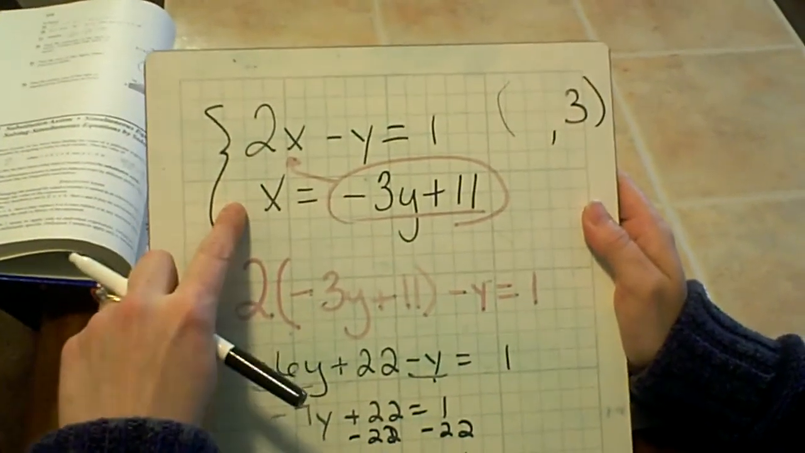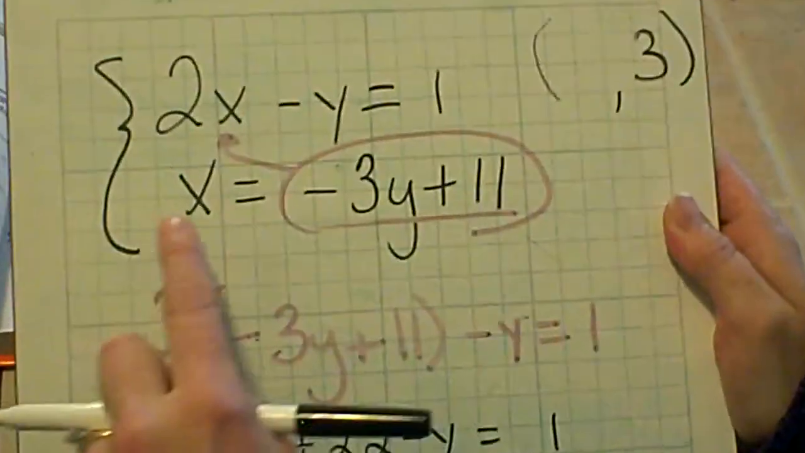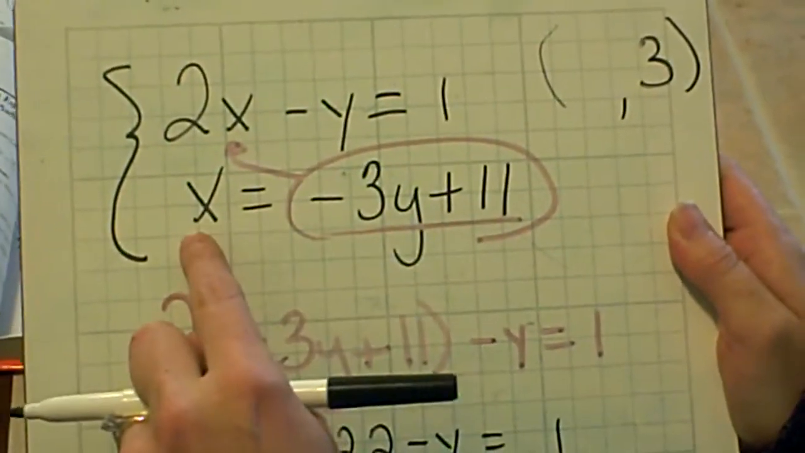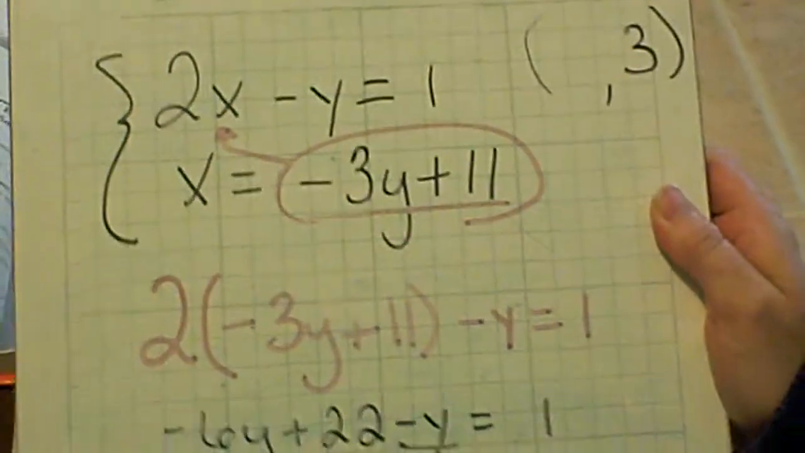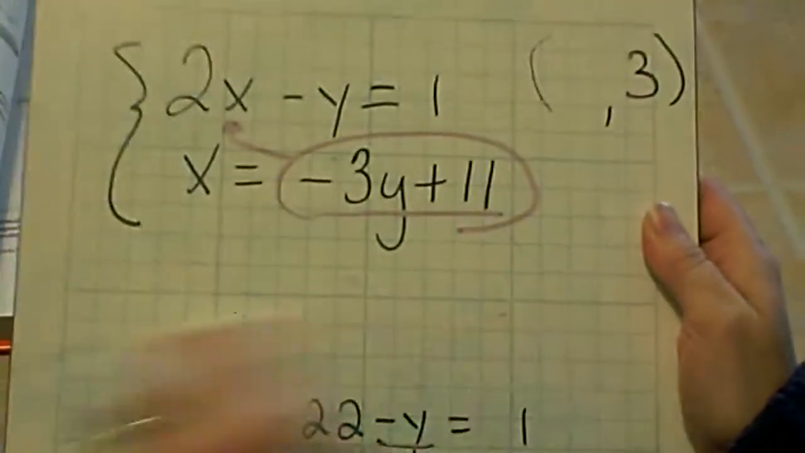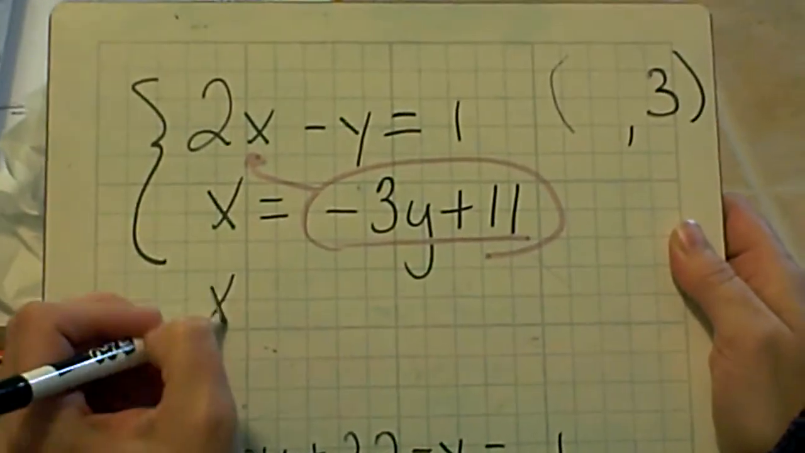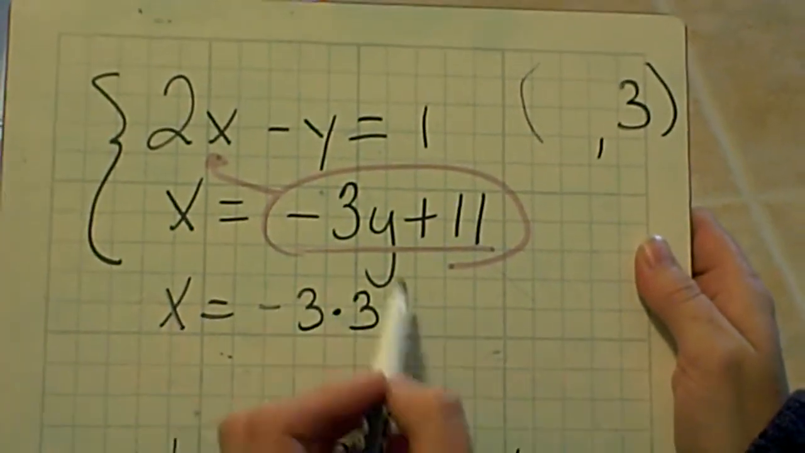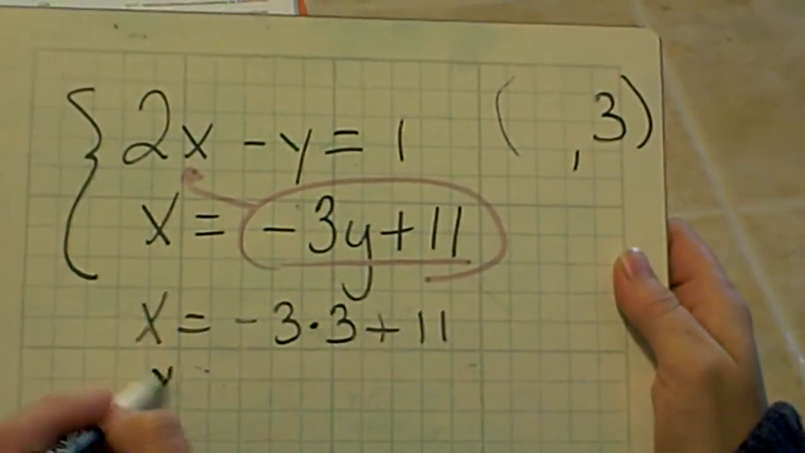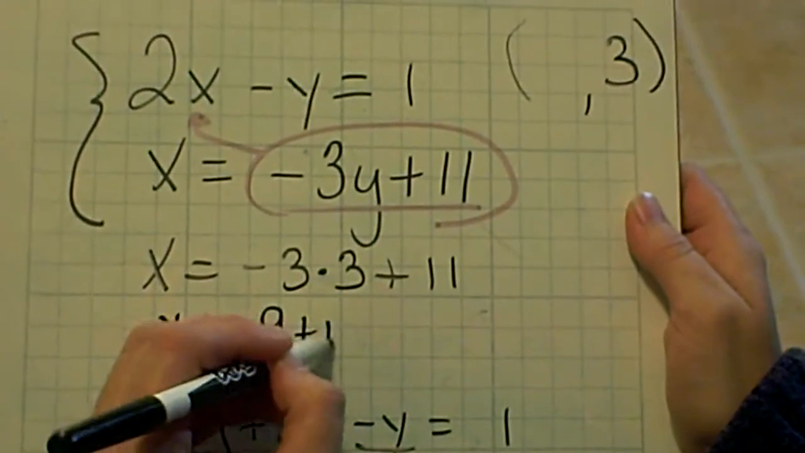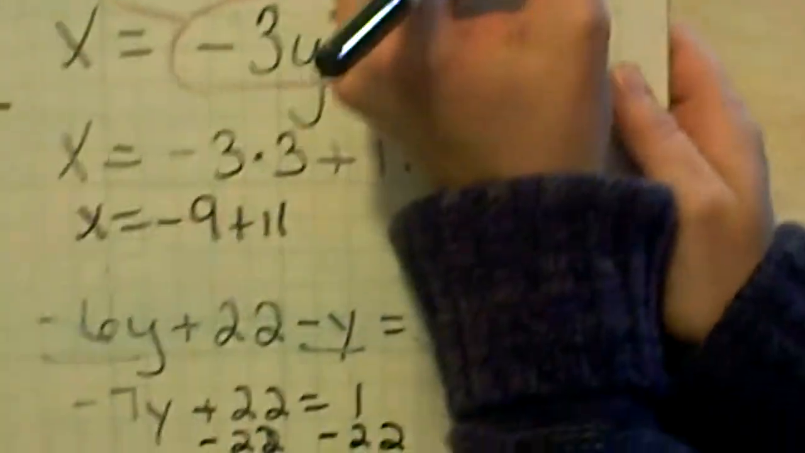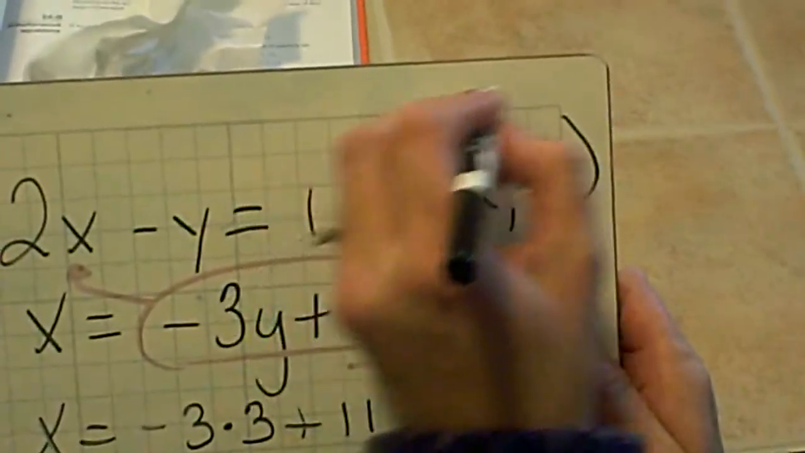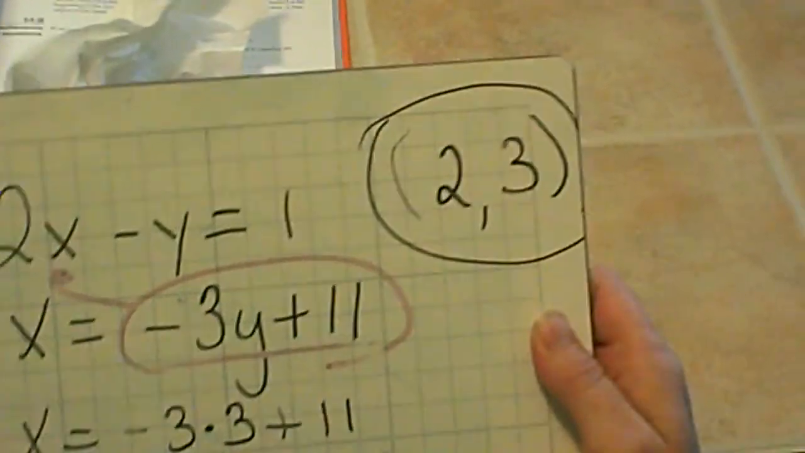But as I told the class today, path of least resistance, since we already know that x equals this, the x is by itself, let's use this equation. So I'm going to plug 3 in for the y right here. And so I can say x equals -3 times 3 plus 11. So x equals -9 plus 11, which means x equals 2. So then you would have that ordered pair, 2, 3, and that is your answer.